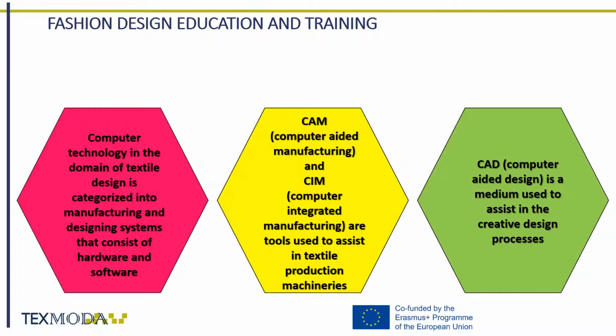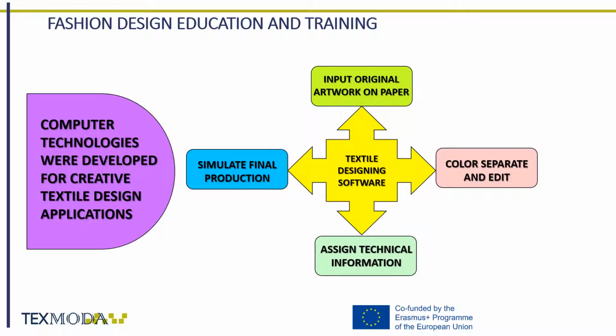Historically, these technologies were initially developed and utilized as production systems, and it wasn't until the late 80s that textile designers, for the first time, had access to computer systems in their design software. The late 80s became the benchmark for innovation in the field of textile design computer technology. For the first time, computer technologies were developed for creative textile design applications.